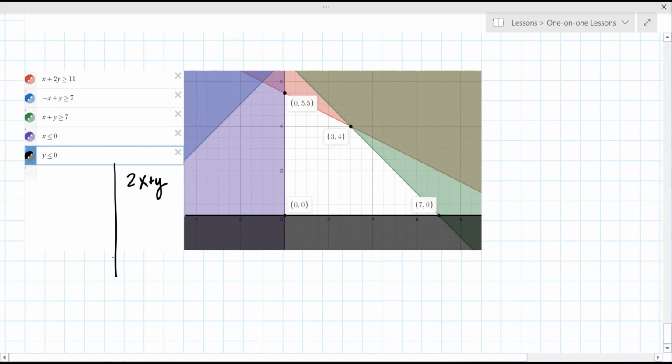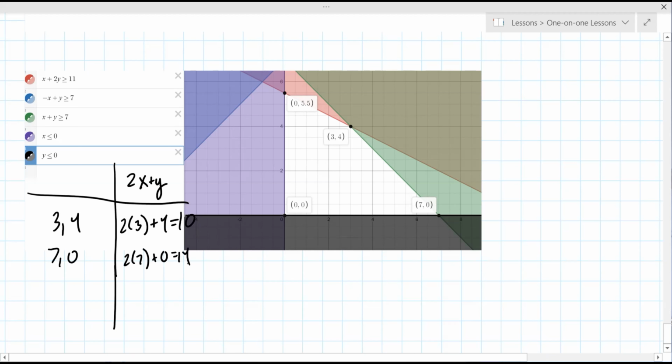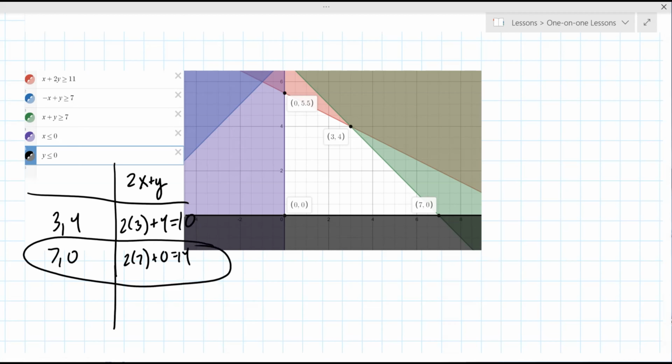So we got ordered pairs here. We won't try 0, 0. It's rare when it's one of those. Let's try 3, 4. 3, 4 is 2 times 3 plus 4, so that's 10. And then we'll try this one over here, 7 comma 0. 2 times 7 plus 0, well, that's 14. So that looks to be the winner there. All right, so 14 at 7 comma 0.